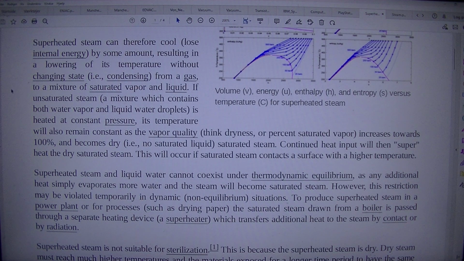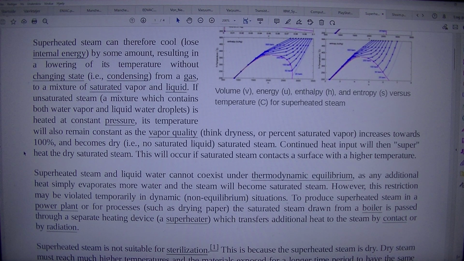If unsaturated steam, a mixture which contains both water vapor and liquid water droplets, is heated at constant pressure, its temperature will also remain constant as the vapor quality, think dryness, or percent saturated vapor, increases towards 100% and becomes dry, i.e., no saturated liquid, saturated steam. Continued heat input will then superheat the dry saturated steam. This will occur if saturated steam contacts a surface with a higher temperature.